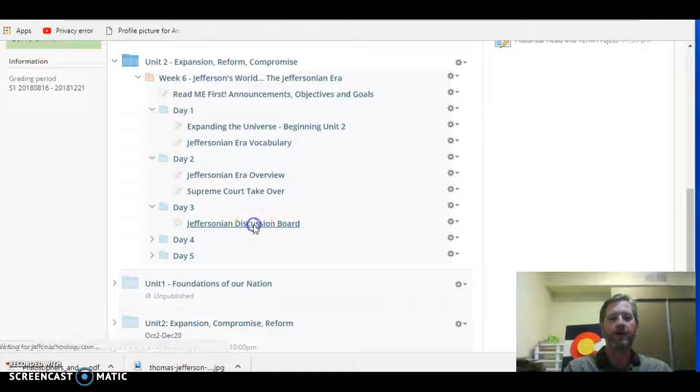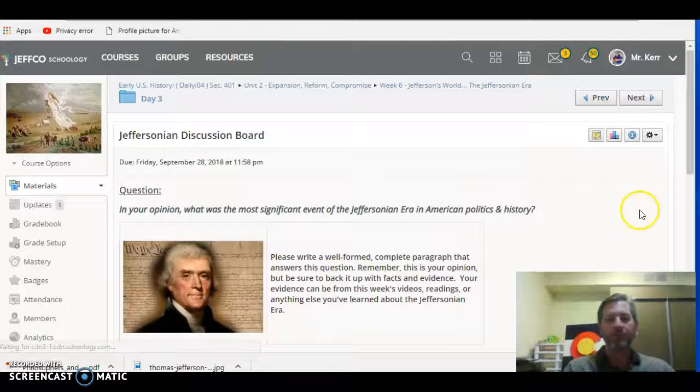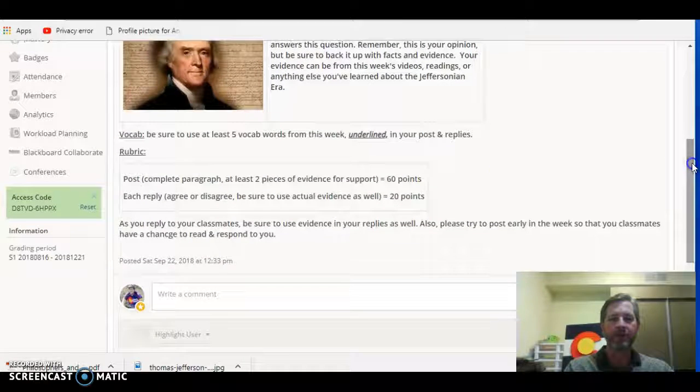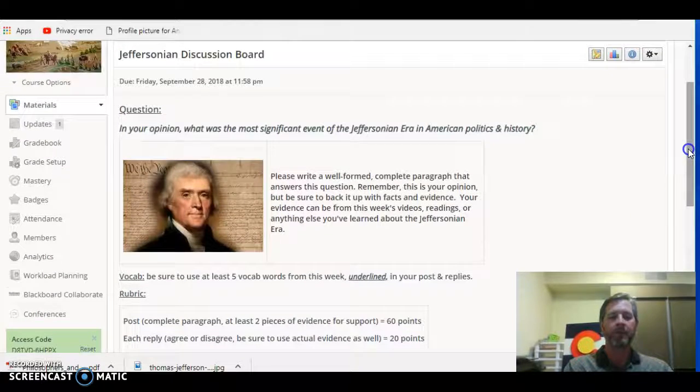And so as we look at this, remember your post is a complete paragraph. I'd say it should have at least 5 sentences, if we were doing a good PEA paragraph, with at least 2 pieces of evidence for support. Each reply is worth 20 points, and use evidence as well, at least 1 piece of evidence in each of your replies. You can agree or disagree with your classmates, and what we're talking about this week is in your opinion.